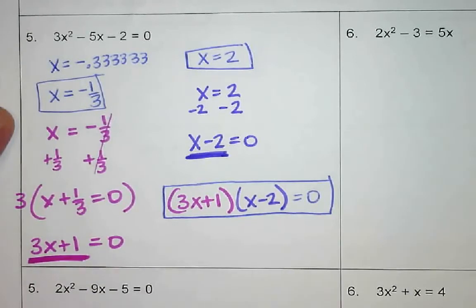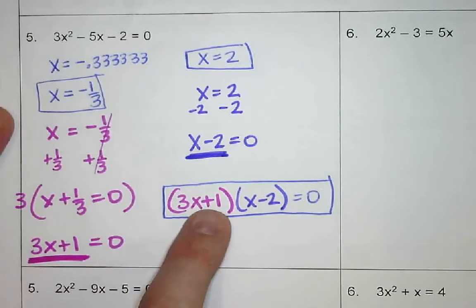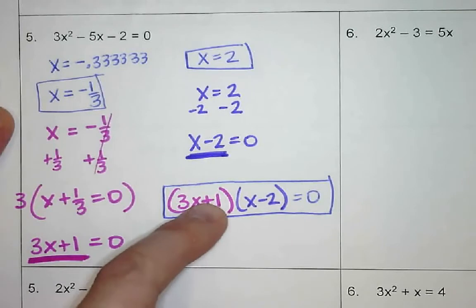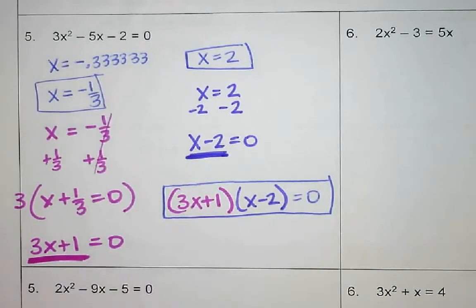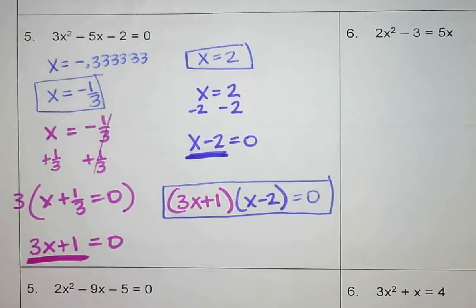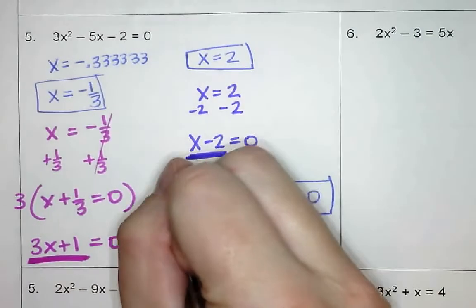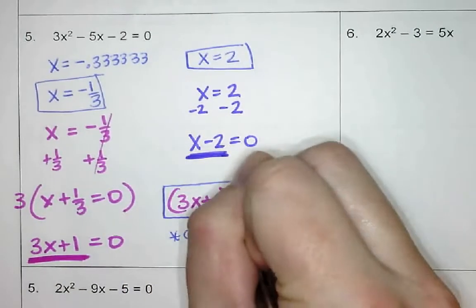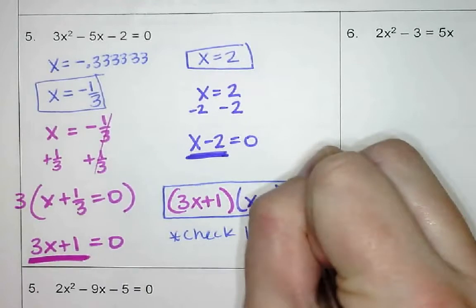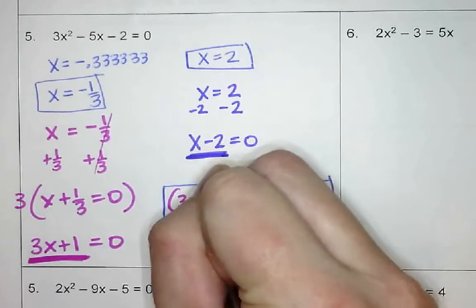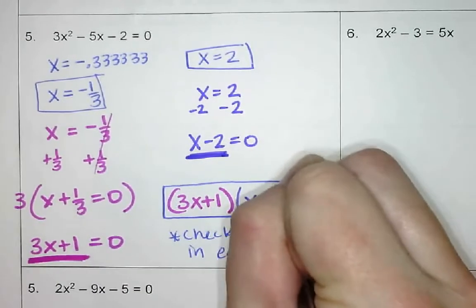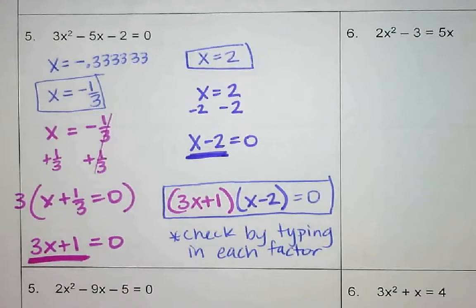by typing in each factor and making sure it crosses at the solution. So it should cross at the solutions. All right, so the factor should cross at the solutions. So you can check by typing in each factor and it should cross at the solution.